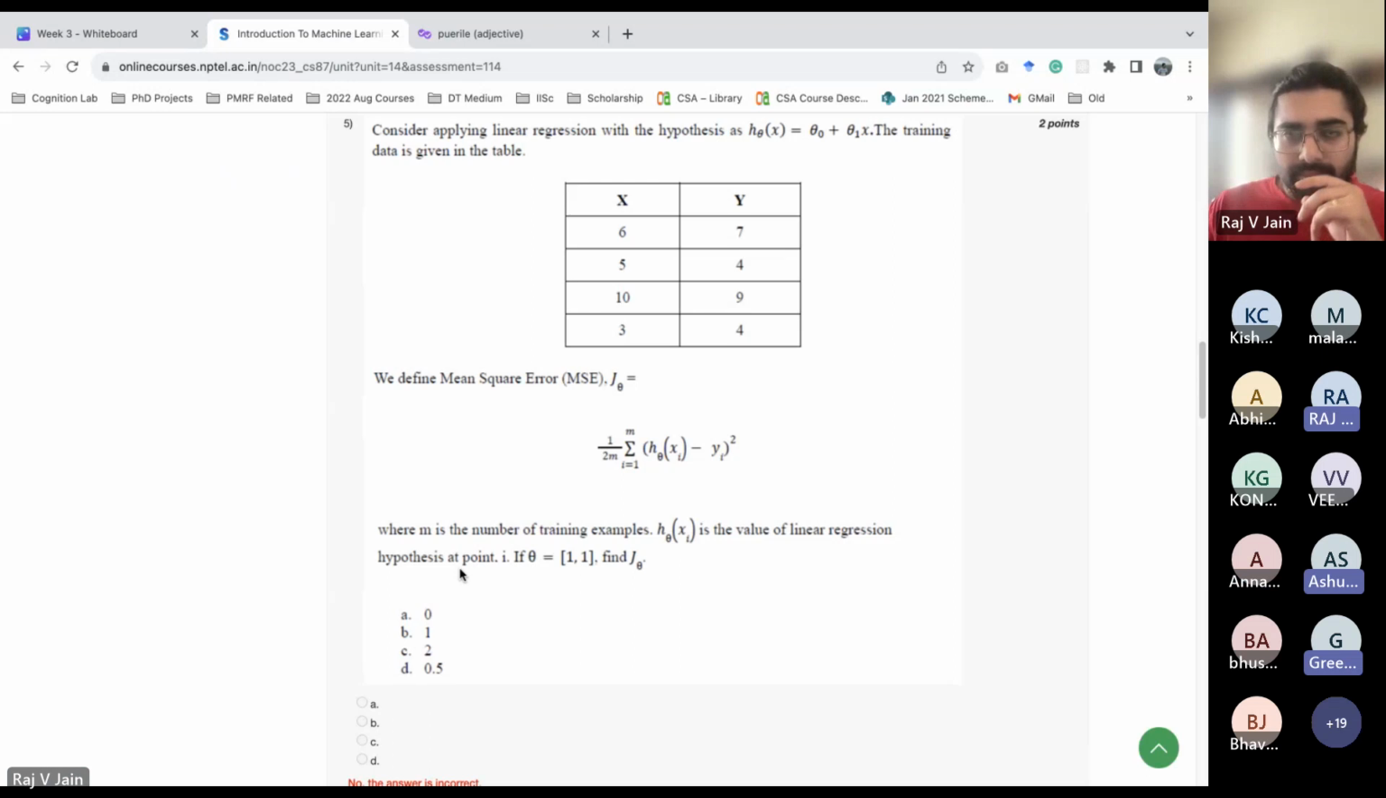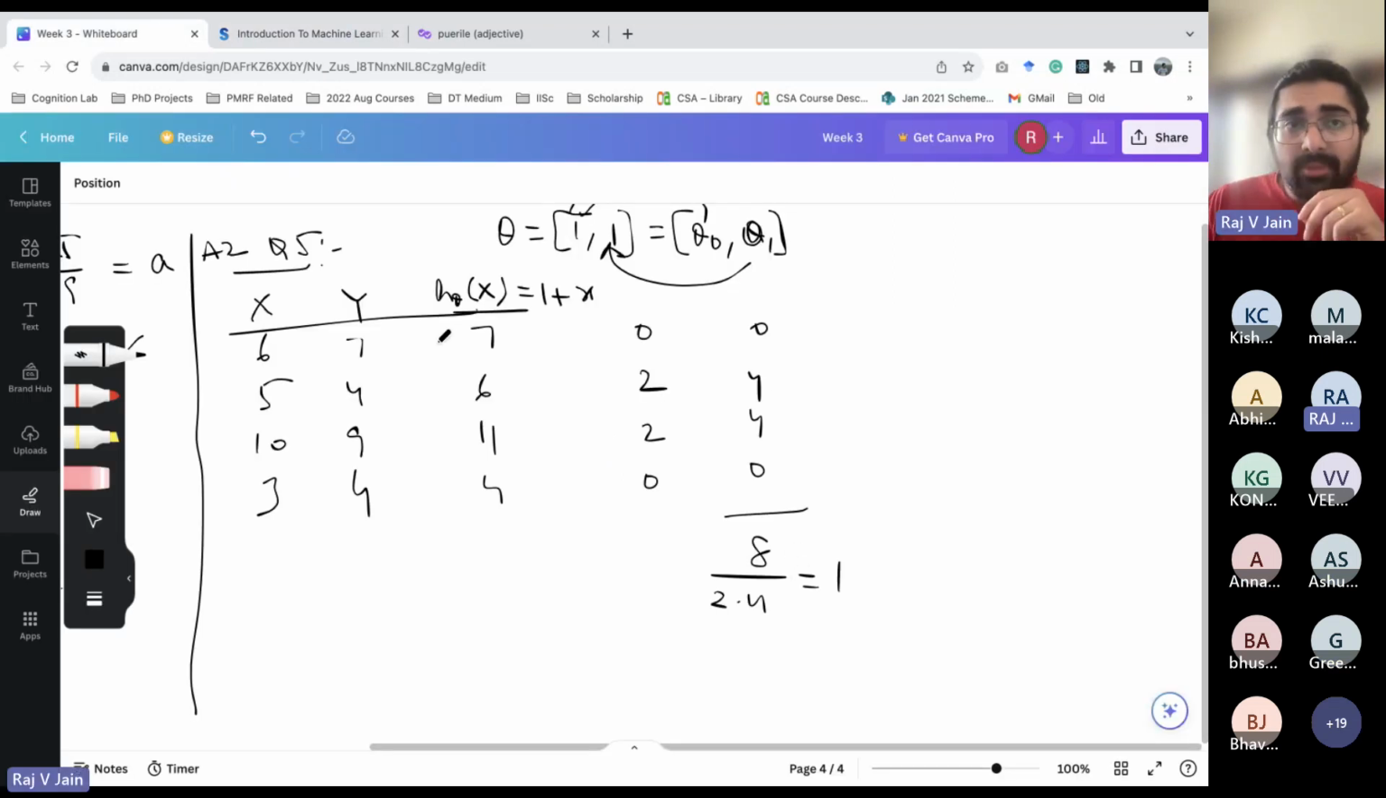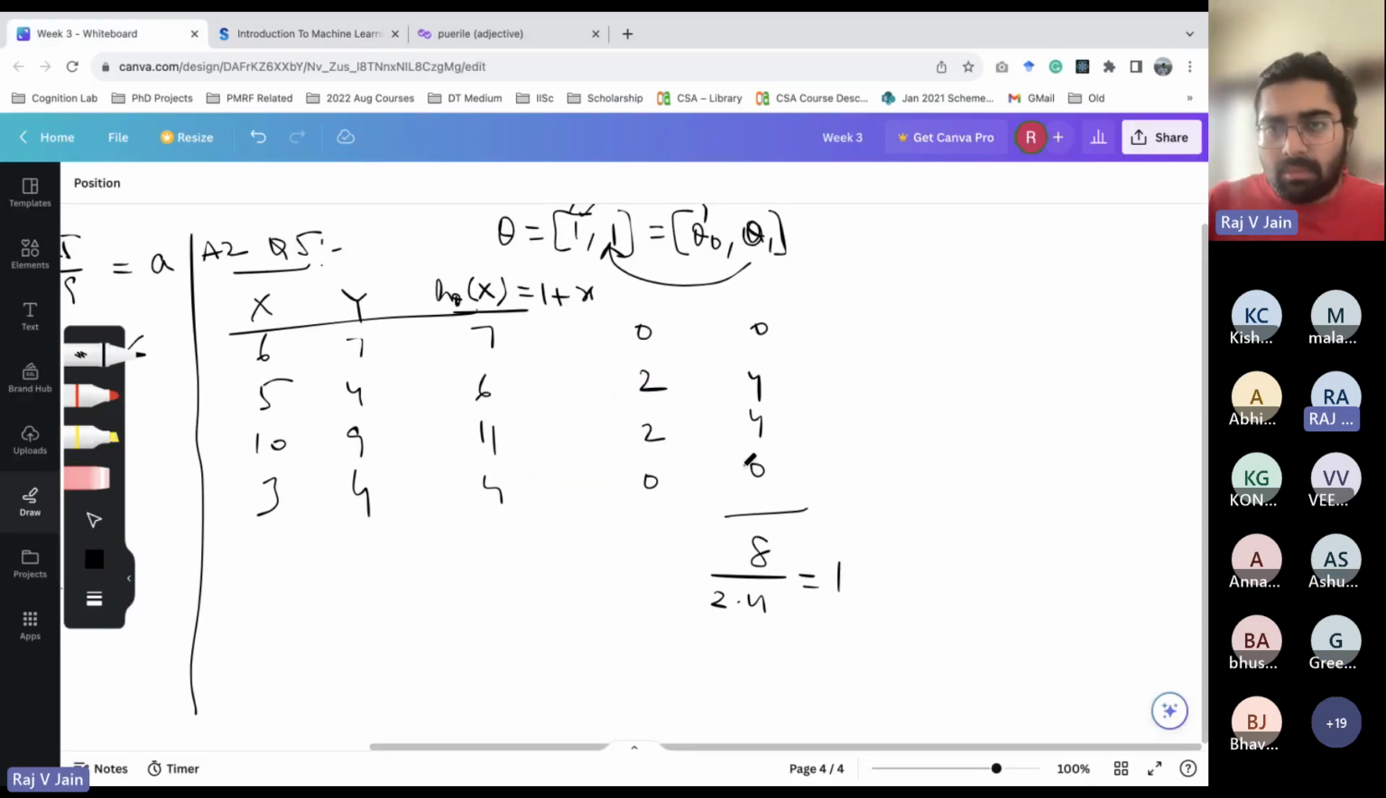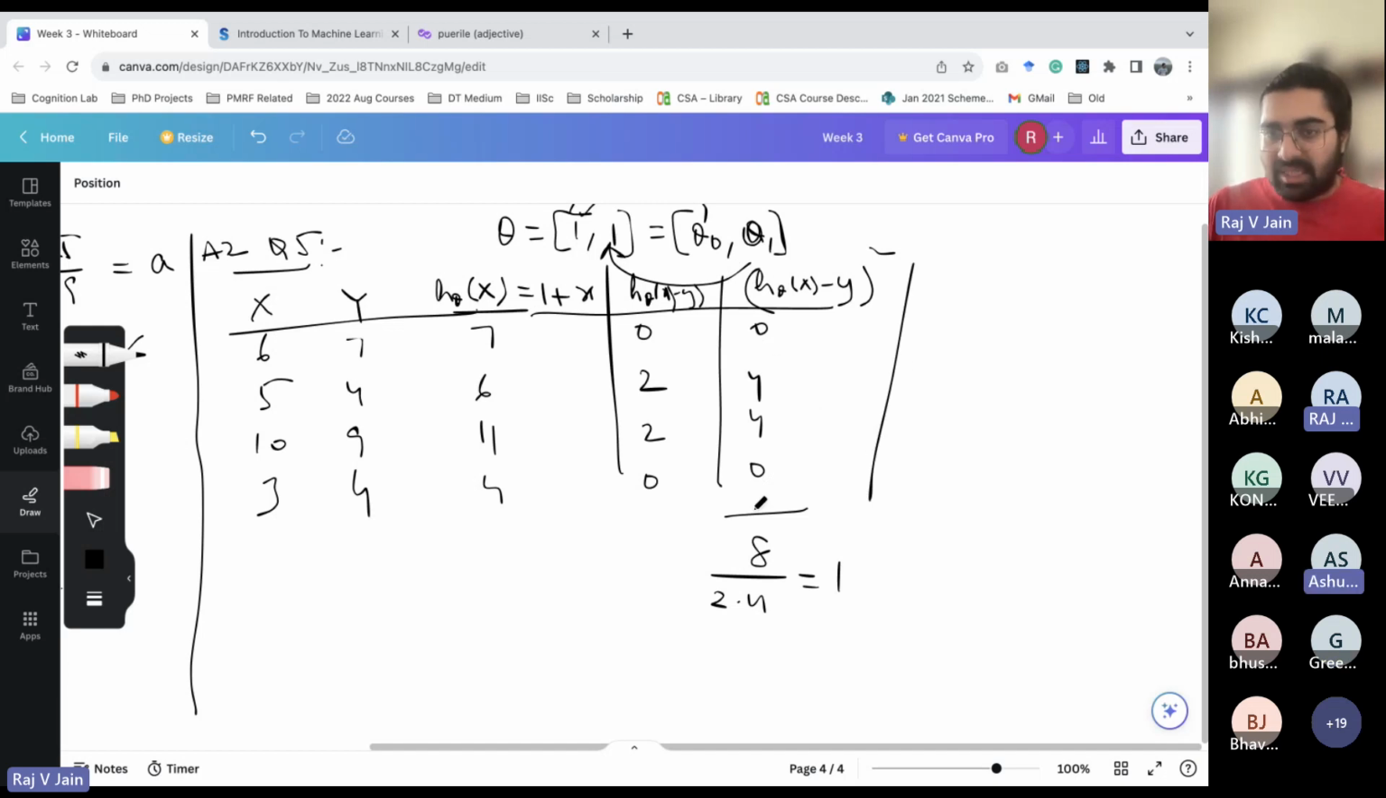What is the last figure, that column? I'm sorry? Last column? This column? Yeah. This is the h theta of x minus y squared. This is h theta of x minus y. Square. Right? This is what it is. So when you take sum of these values, that is 8. The sum is 8. And then you take this sum divided by 2m. Right? The sum by 2m. M here means basically the number of training examples. There is 4 I have here.